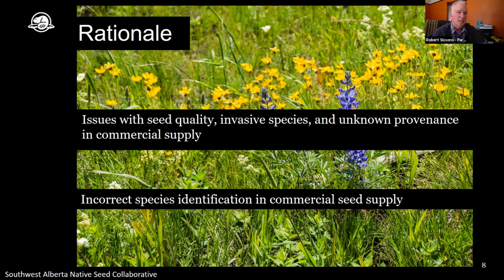The provenance issue is that seed is not necessarily harvested or grown within our region and may not be climatically suitable for our region. Also, incorrect species identification in commercial seed supply is a huge issue. So what you're buying may not be actually what you're getting. A prime example of that is Rocky Mountain fescue, which is Festuca saximontana. Inevitably it is a sheep fescue variety, so Festuca ovina type, which is an introduced species.